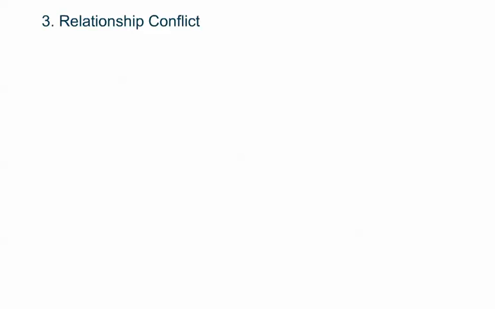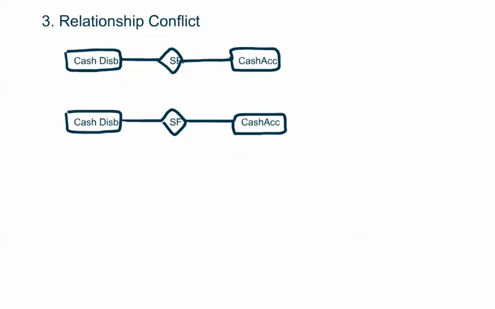The third kind of conflict that we can encounter is called a relationship conflict. So let's have a look at that. The situation arises when you have in two different business processes exactly the same relationship. For example, you might have two of the same relationships. You can have a cash disbursement and a stock flow relationship with a cash account. So let's just quickly think. This relationship happens in acquisition and payment. This relationship will happen in financing.